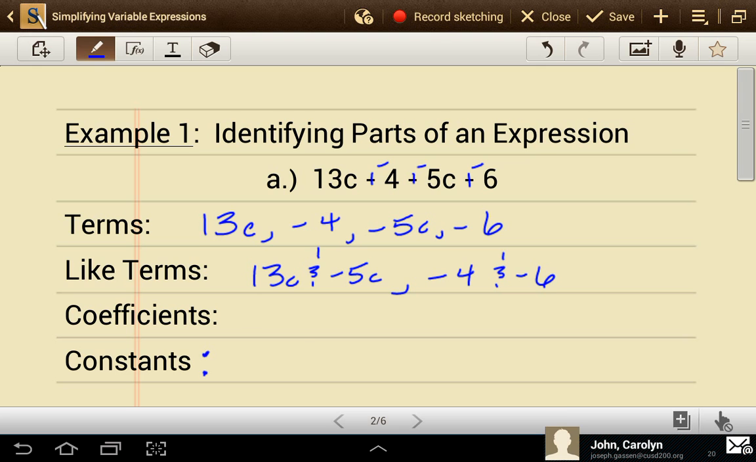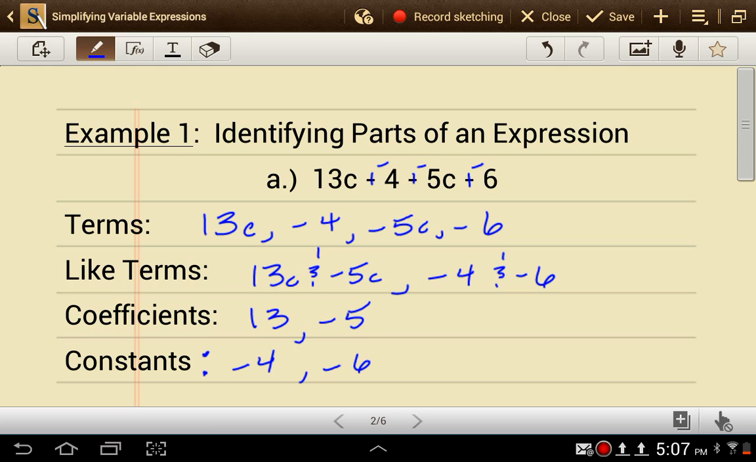So that's a 13 that's being multiplied to the variable and a -5. And this is the key about making that a plus negative: every time I'm writing down that -5 or -5c, it's negative, not just a 5c. Subtracting something is the same as adding a negative, and so you have to know that the number is negative. Our constants are just our numbers without any variables, so that's -4 and -6. And that is how you list your identifying parts of an expression.